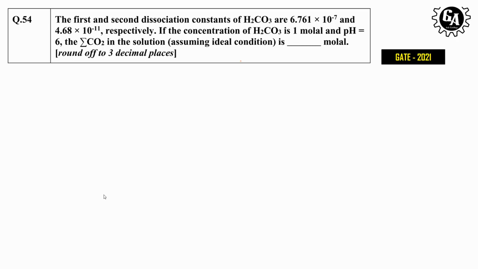So let's start. This question is actually a GATE 2021 question, question number 54. You can see it is giving the first and second dissociation constants of H2CO3 as 6.761 into 10 to the power minus 7 and 4.68 into 10 to the power minus 11 respectively. So let us write down the data given. The dissociation constant K1 is 6.761 into 10 to the power minus 7, and the second dissociation constant K2 is given to be 4.68 into 10 to the power minus 11.